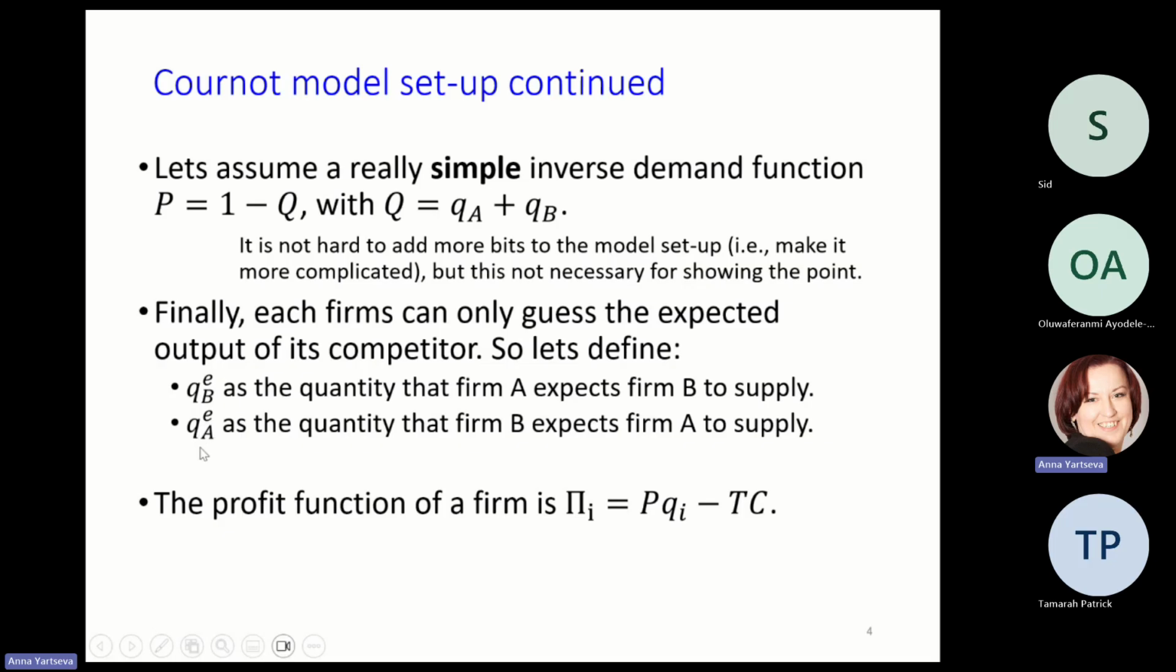So we are rivals for company A, and we expect that they will produce this amount. So these are expected quantities, right? Some notation. Next, profit function. As before, we've covered this previously, so this should be familiar to you already.